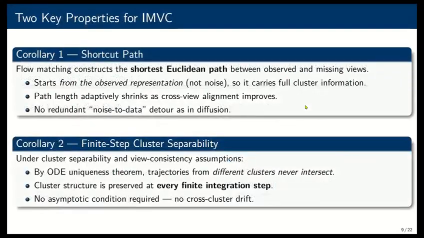This gives us 2 main benefits. First is a shortcut. We start from real data, keeping cluster information, with no noise detour. Second, different cluster paths never cross. This means clusters separate at all steps.